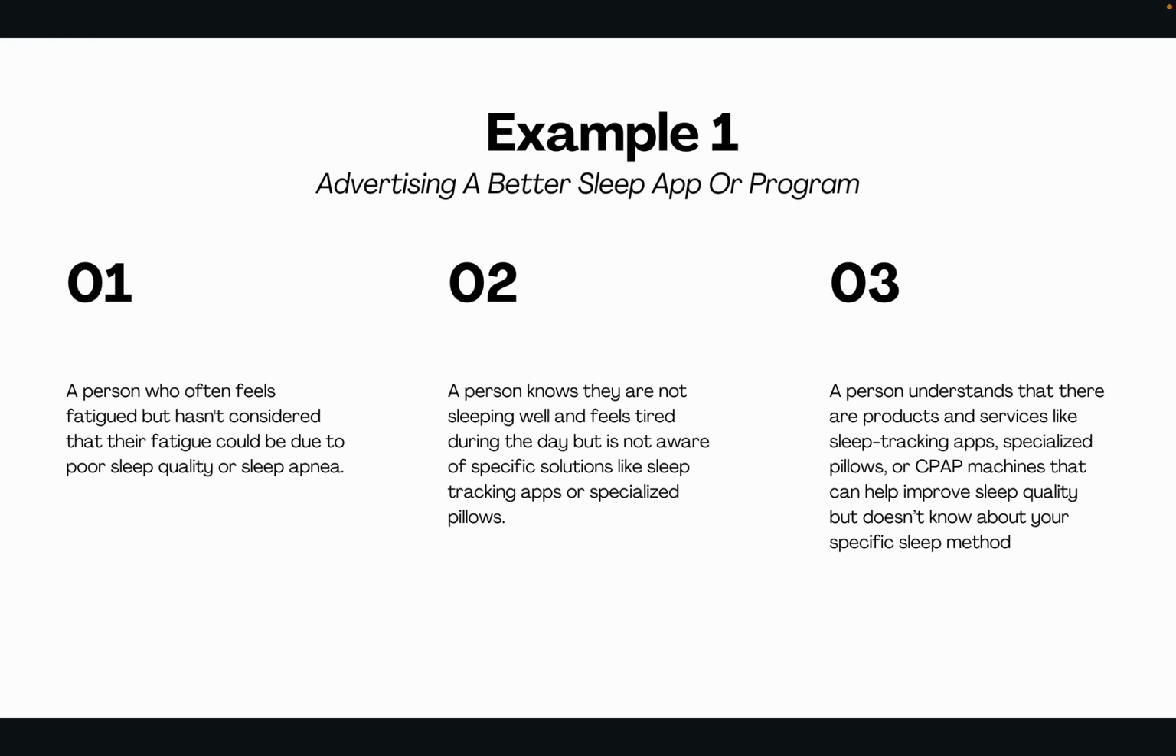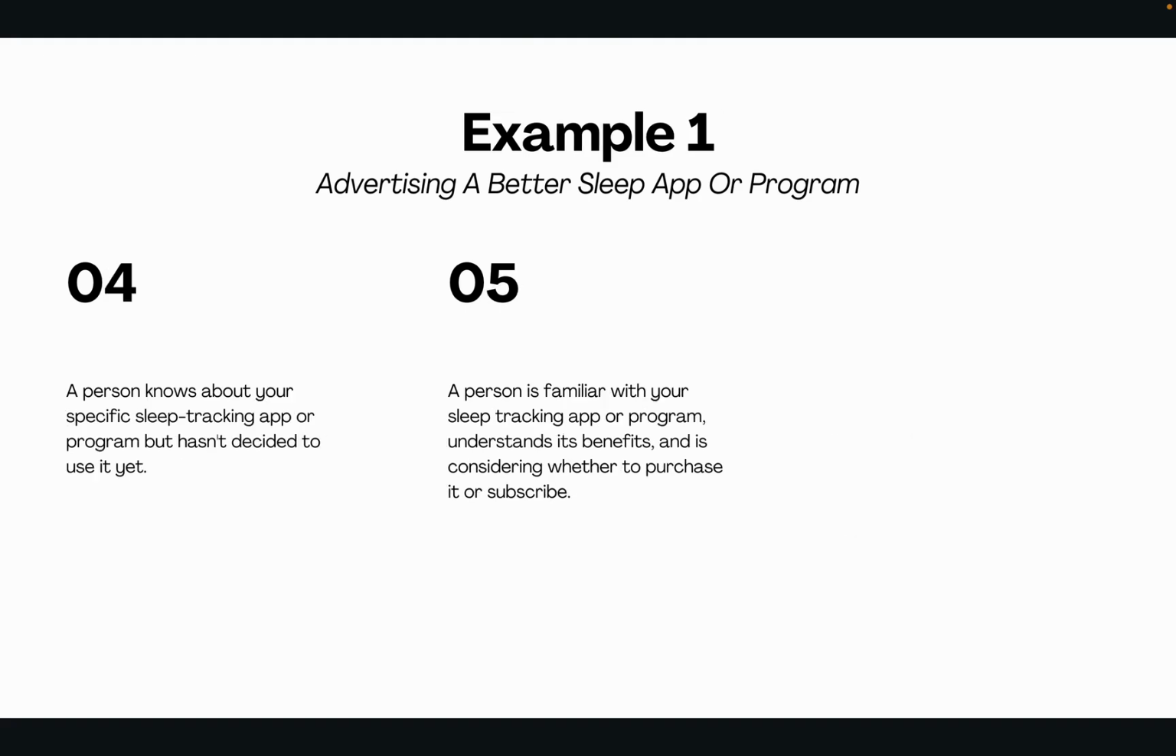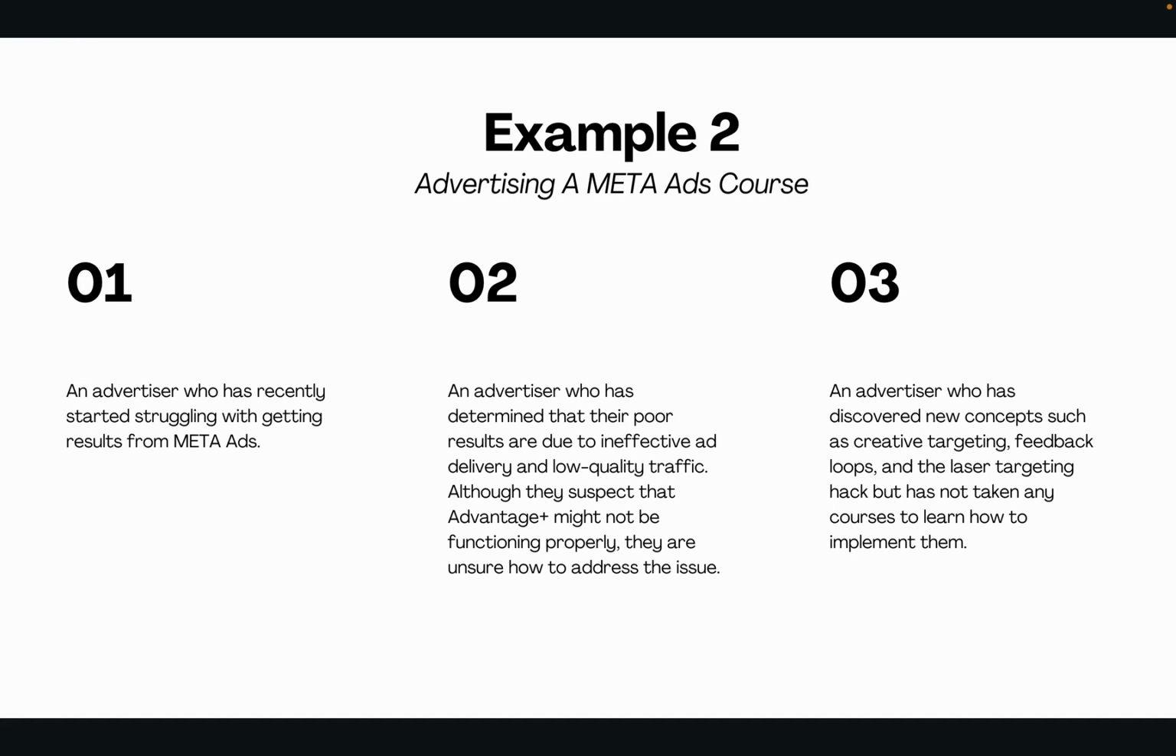Okay, so now that we've considered this first example, let's look at a second example. But for the second example and the next one, I'm not going to go through all five. I'm just going to show you one, two, and three, because, like I said, four and five are the easiest places to play, because these are already very aware people. But we're going to deal more with those who have the least level of awareness. So let's assume you're advertising a Meta ads course like this one, right?